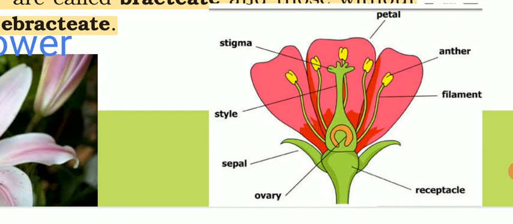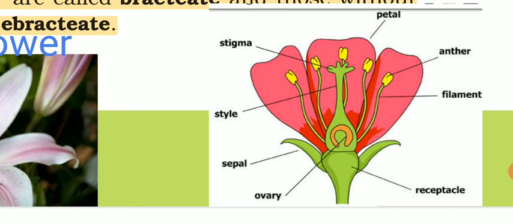Stamen: you can see the yellow colored portion is called the anther, in which pollen grains are present, and a stalk-like structure which helps it attach to the ovary or other part of the flower is known as the filament. Last and the fourth most important part is the female part of the flower, also known as gynoecium.